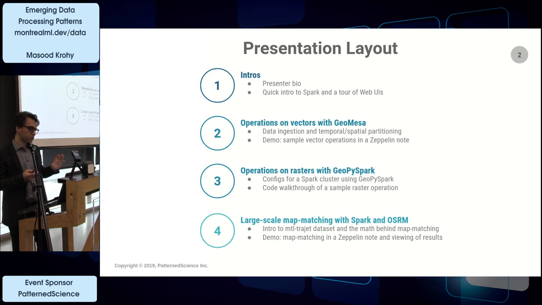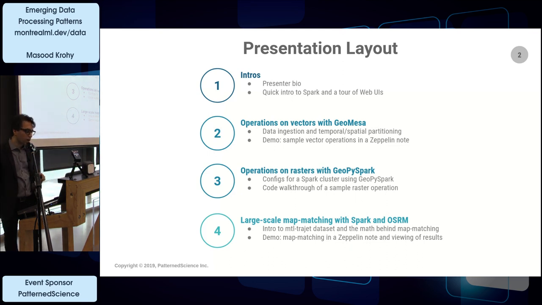So both GeoMesa and GeoPySpark, there's some overlap between the two. GeoMesa we are using mostly for vector processing, but it has some support for raster, and the other way around for Geotrellis. It's primarily a raster-based engine, but it has some support for vector processing. So we have decided to support them both because it's more efficient, concentrating on the strength of each of these components. GeoMesa we're using for vectors, and GeoPySpark for rasters.